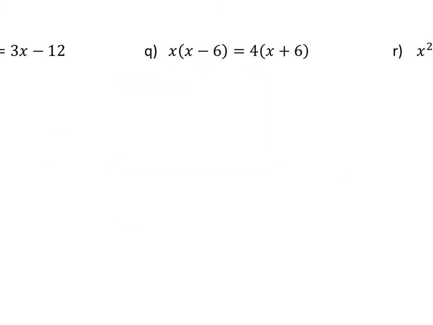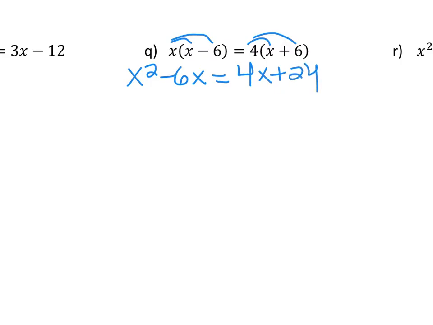I want to look at one more on this page. Let's look at Q. What I need to do this time, I have to distribute on both sides. So I have x squared minus 6x equals 4x plus 24. On this side, I have a positive x squared, so I need to move these two terms over to the other side. You can actually do this in one step. You can subtract 4x and subtract 24 in one step. So minus 4x minus 24. Leaving me with 0 on the right.